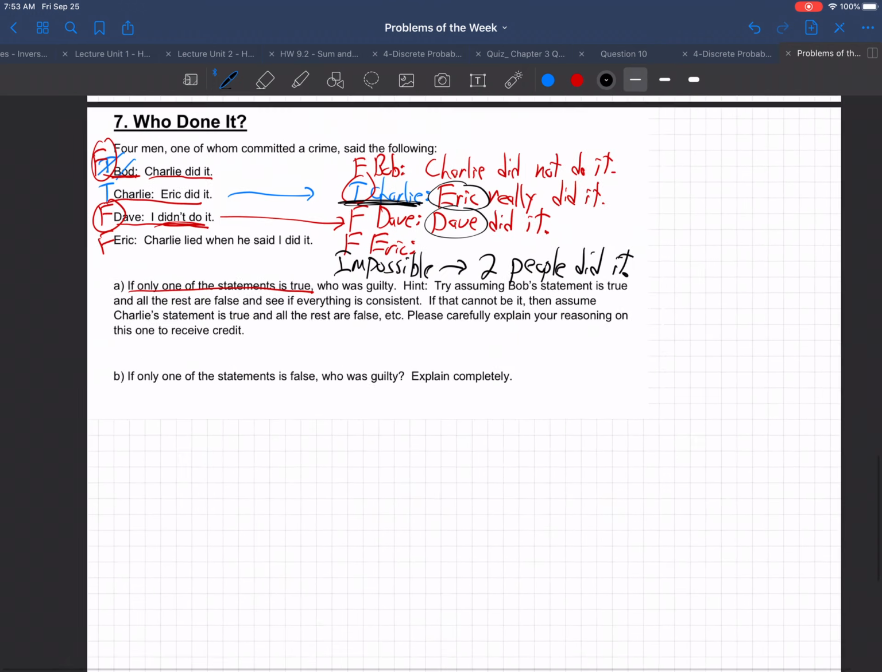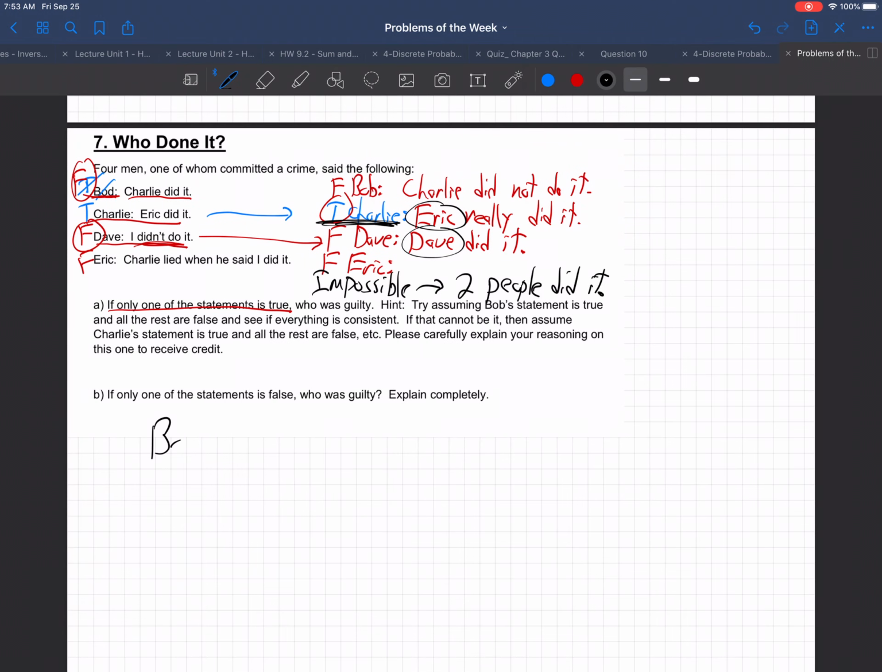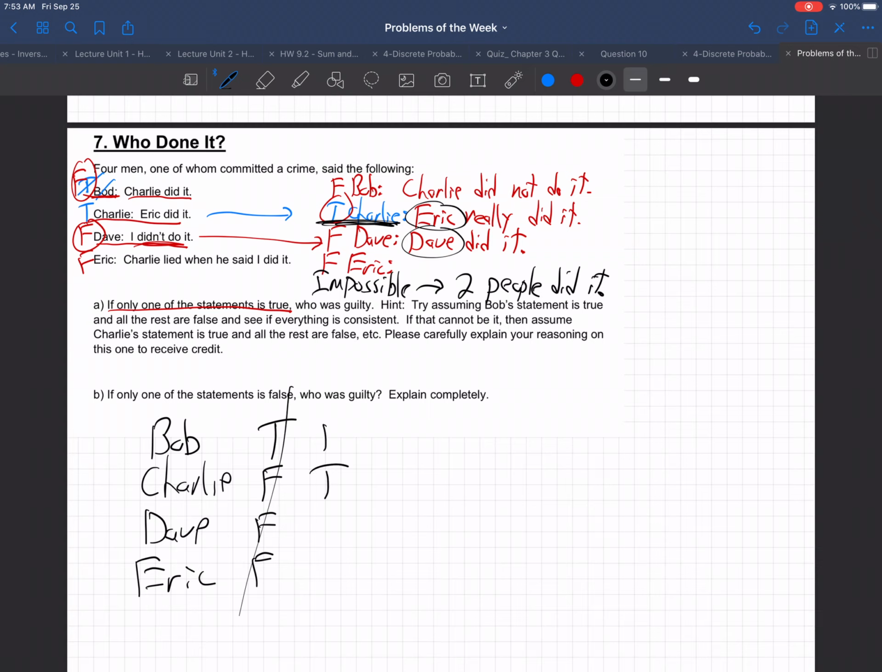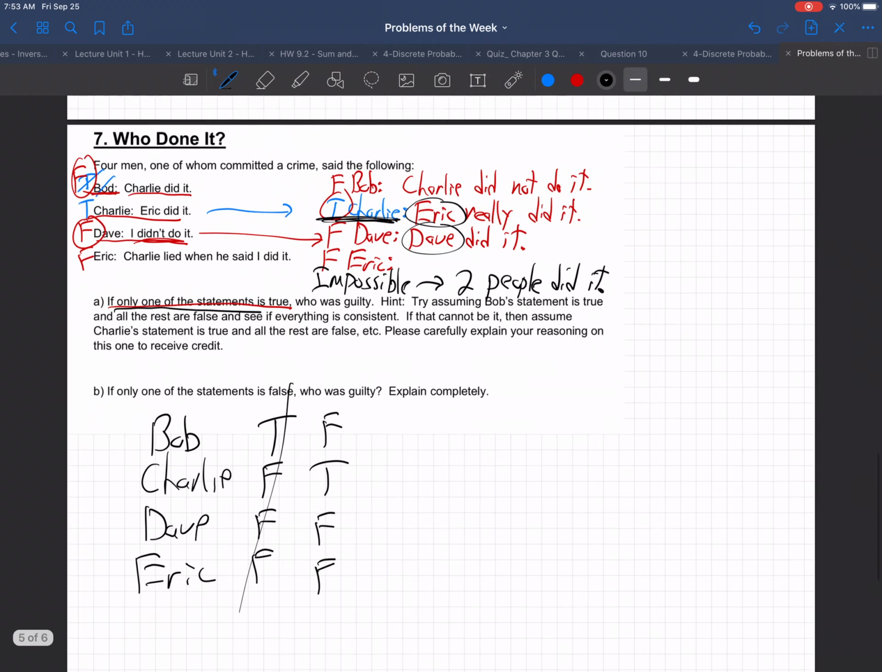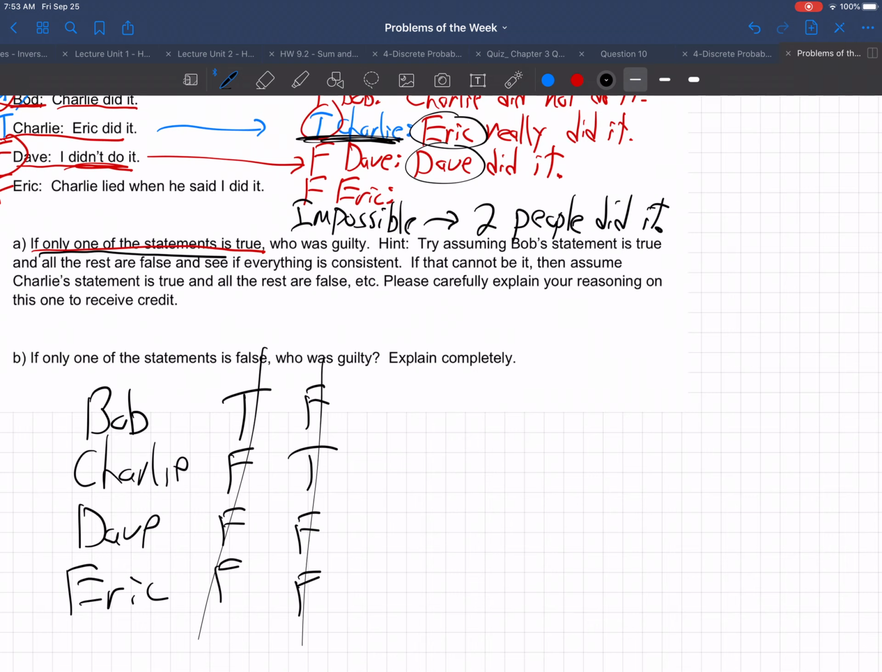All right? So far, if I write the four guys here, Bob, Charlie, Dave, and Eric. We've tried having Bob the truthful one and everybody else false, and that doesn't work. And then we tried having Charlie the truthful one and everybody else false, because only one is true here, and that didn't work. What comes next in the list? Well, it'd be that Dave's the truthful one, and then finally Eric's the truthful one, and everybody else false.